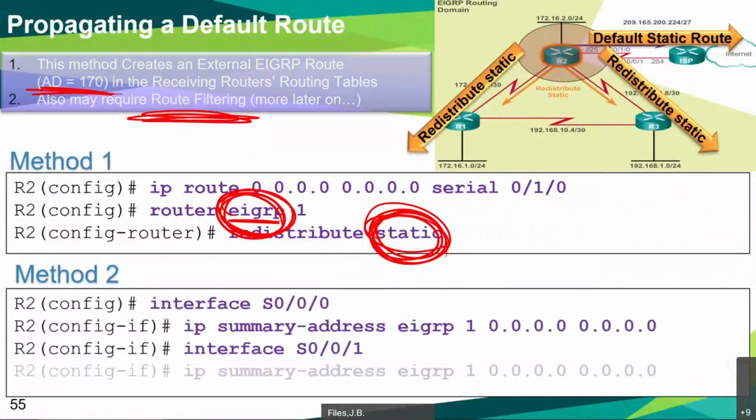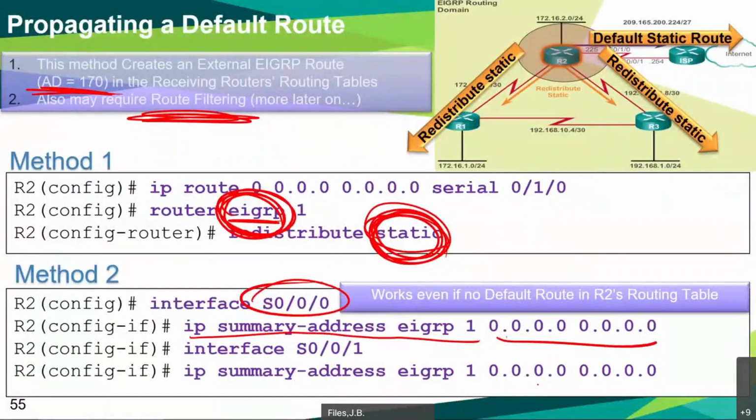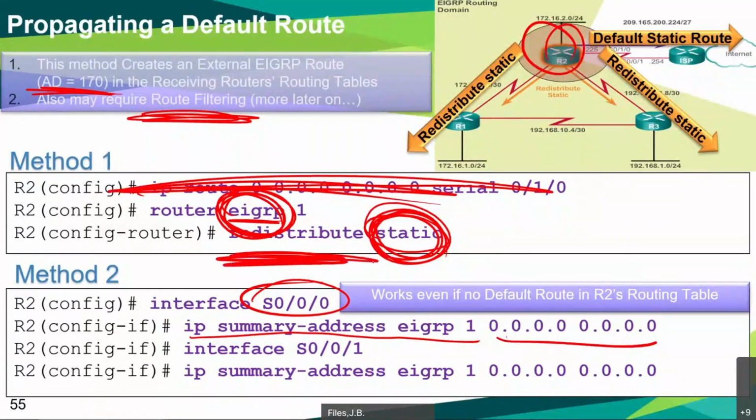So I would say instead of doing redistribute static, how about just make a summary address, right? On an interface, ip summary-address eigrp 1, and then the default route. And this works even if there is no pre-existing default route in R2. And maybe R2 is running BGP and it doesn't have a default route. Well, then there's not going to be anything to distribute. Okay. I tend to prefer this method. Just use a summary address.